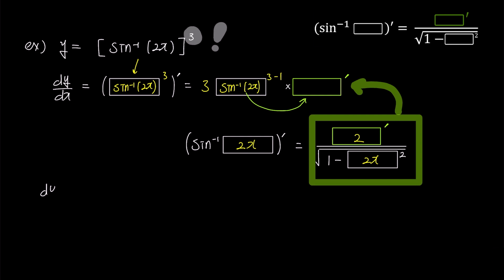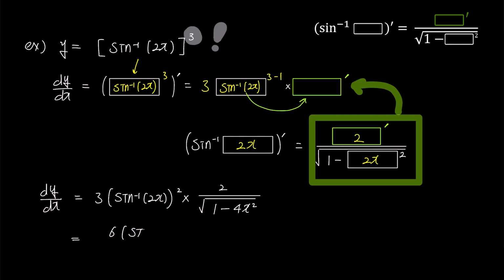Simplifying, the answer becomes dy over dx equals 3 times inverse sine 2x to the power of 2 times 2 over square root 1 minus 4x squared. And when you write it as a single fraction, it becomes 6 times inverse sine 2x to the power of 2 over square root 1 minus 4x squared.